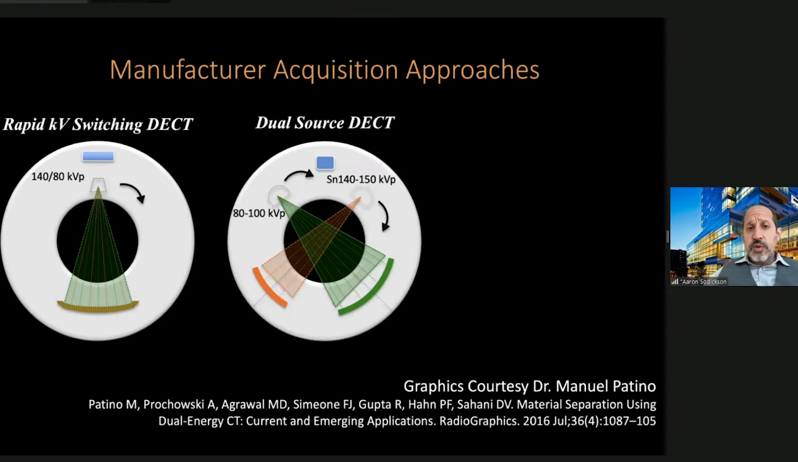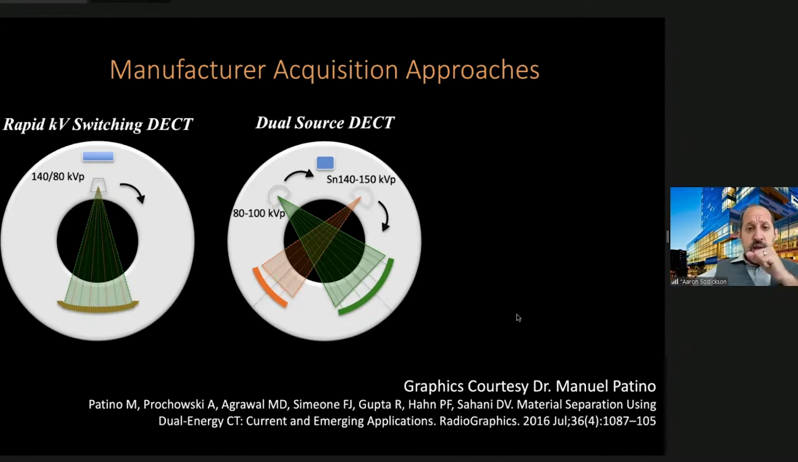Siemens uses the dual source approach that I mentioned, where we have basically two scanners crammed into one gantry. We have one tube operating at either 80 or 100 kV with its detector. We have the other tube operating at 140 or 150 kV with the Sn or tin filter in front of it with its separate detector array. So now we have two simultaneously acquired data sets at high and low kV that we can use for our dual energy post-processing.